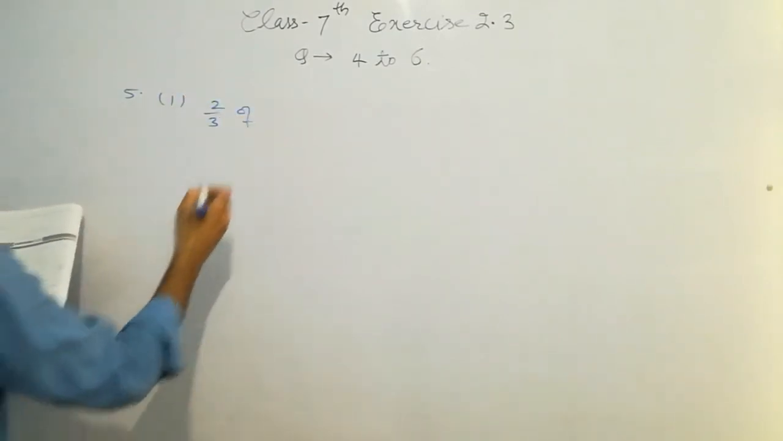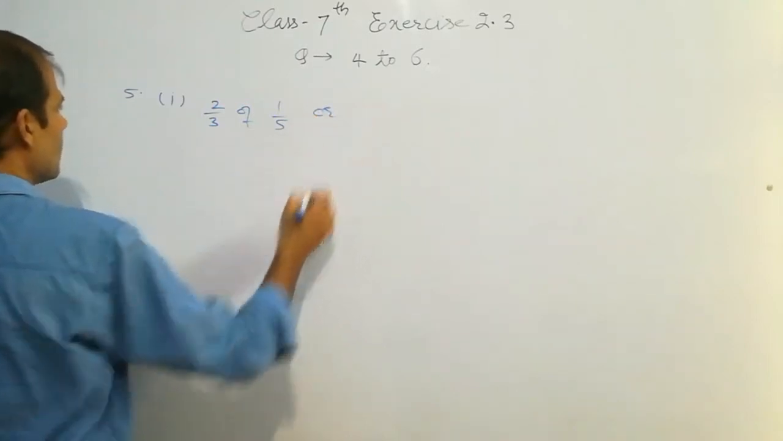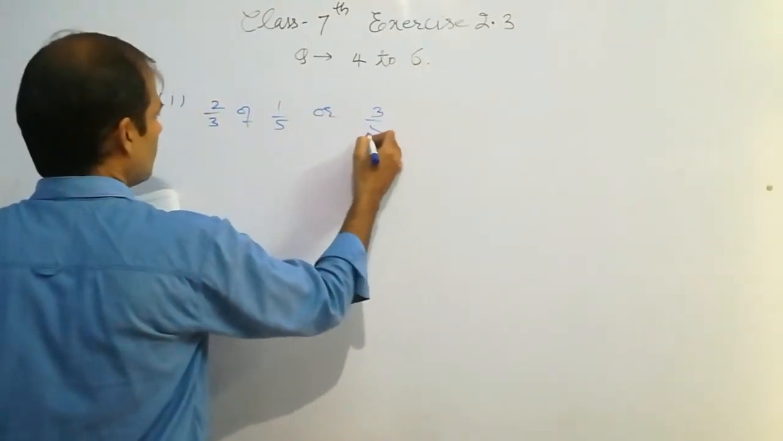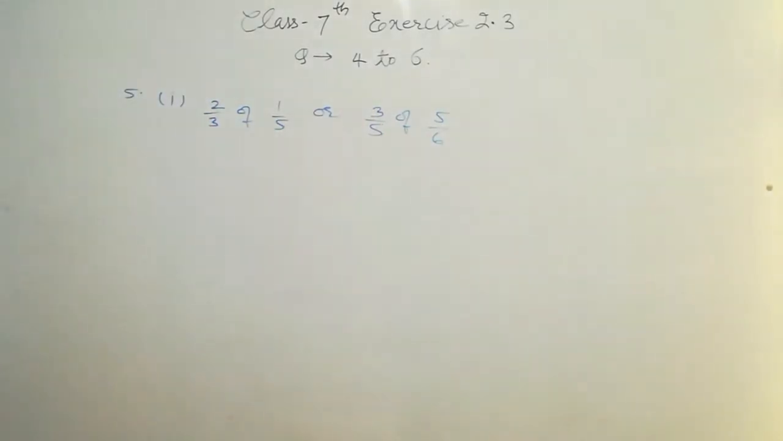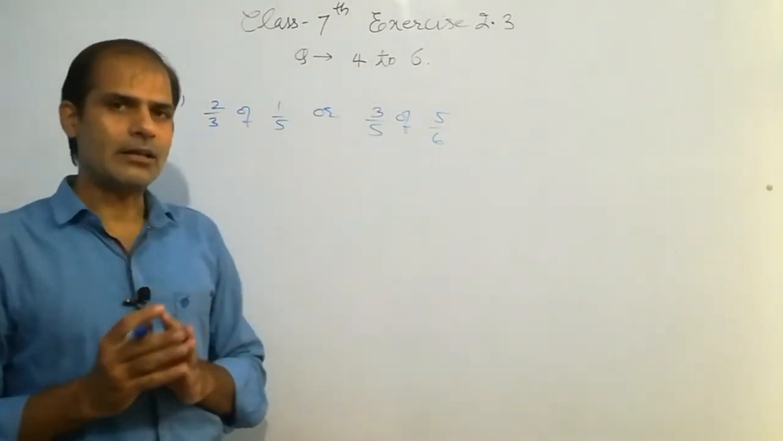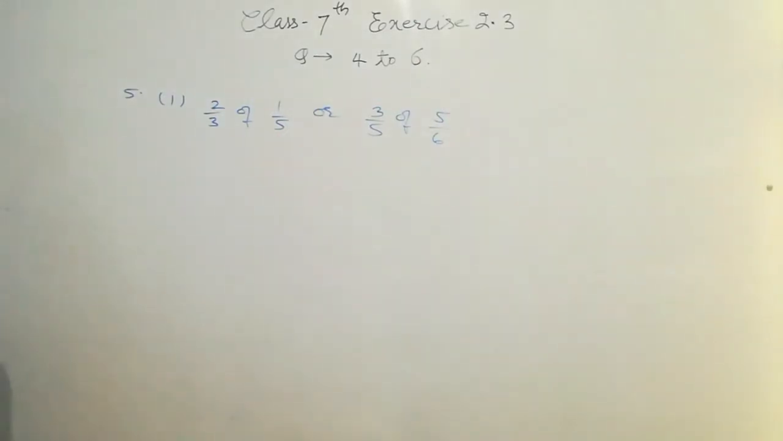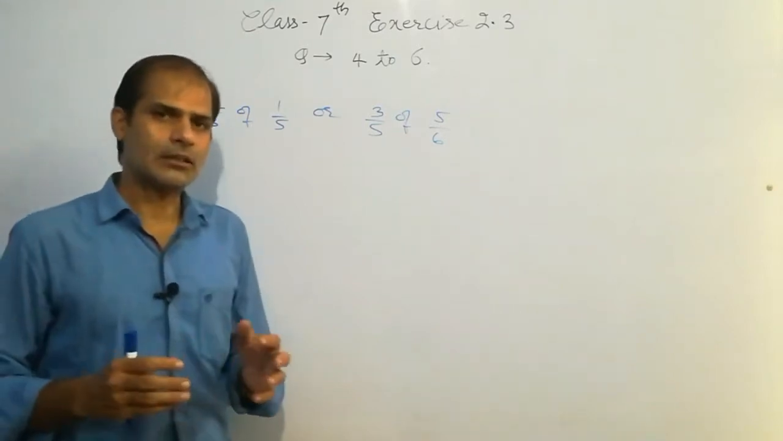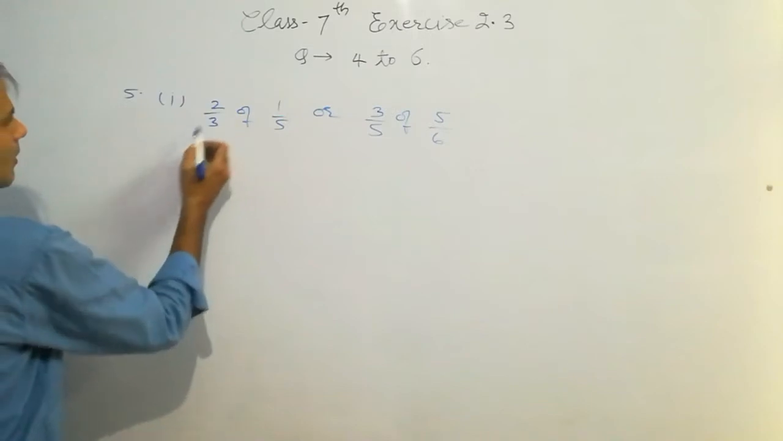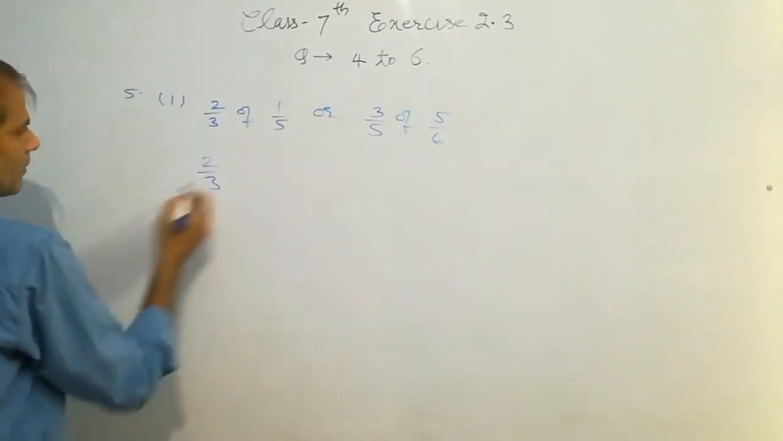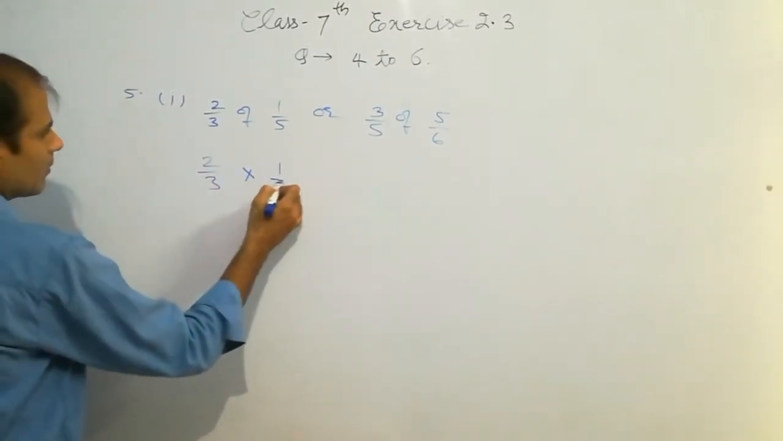2 upon 3 of 1 upon 5 or 3 upon 5 of 5 upon 6. 2 upon 3 of 1 upon 5 and 3/5 of 5/6. Okay, now listen, we have to find which is greater. As you know how to find the greatest or smallest fraction among some given fractions. So of means always multiply, so write the multiply sign.